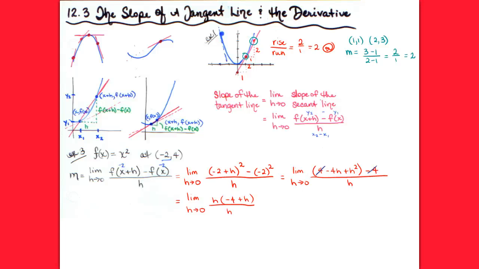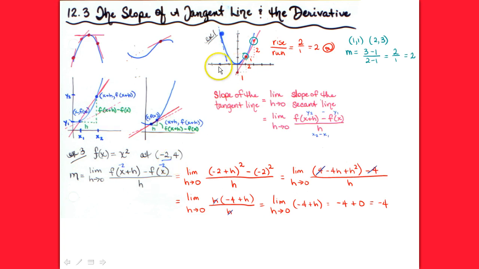So if I take out that common factor of h, I can cancel it top and bottom, and what I'm left with is the limit of a polynomial. Polynomials are well behaved, so I can just do direct substitution, and I'll get negative 4. So what we're saying is the slope of the tangent line at the point negative 2, 4, that slope is negative 4. Well, let's come up here and see.